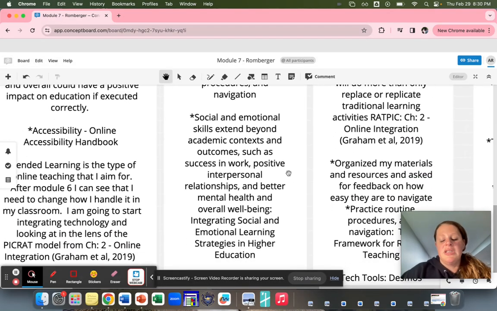And one of the things that really stood out to me is this line from the Integrating Social and Emotional Learning Strategies in Higher Education article. It says that social and emotional skills extend beyond academic context and outcomes such as success in work, positive interpersonal relationships, and better mental health and overall well being. And this really just shows that while we are there to teach the students the content, we also need to teach them about life and making sure that they are doing well as a person, not just on their work. And so I just feel like that's super important.